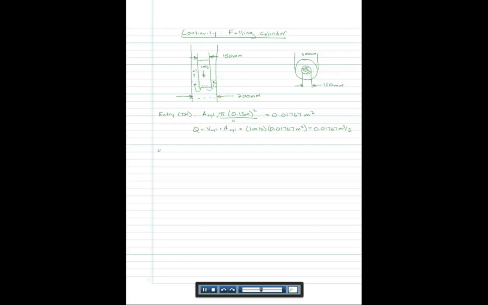Now if we consider the exit, or what's going out of the control volume, we want to know the area of this tube, pi d squared divided by 4. And in this case, the area is 0.0314159 meters squared. What we don't know is the velocity of what's going through the side.